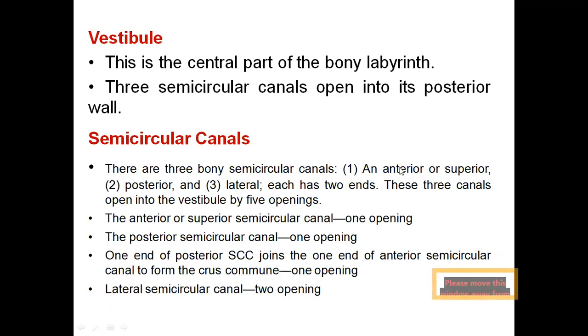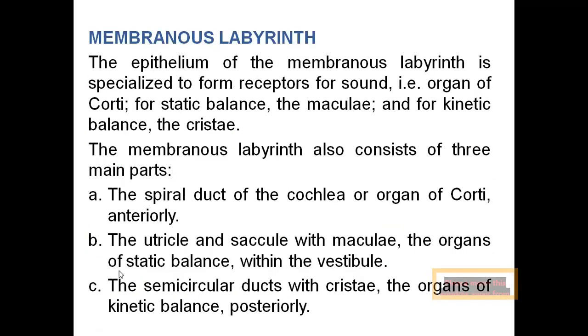So the semicircular canals are anterior or superior, posterior and lateral. Each has two ends. Three canals open in the vestibule by 5 openings. The anterior one has one opening. The posterior semicircular canal also has one opening. One end of the posterior semicircular canal joins one end of the anterior semicircular canal to form the crus commune. That is, together they form one opening. The lateral semicircular canal has two openings.